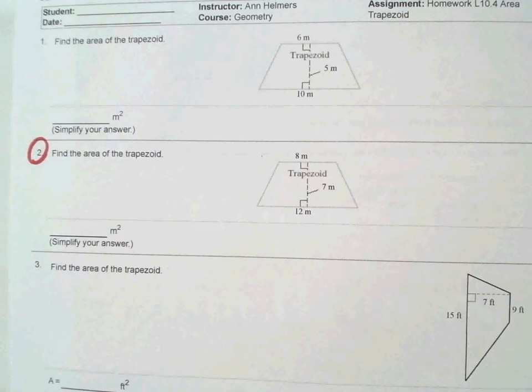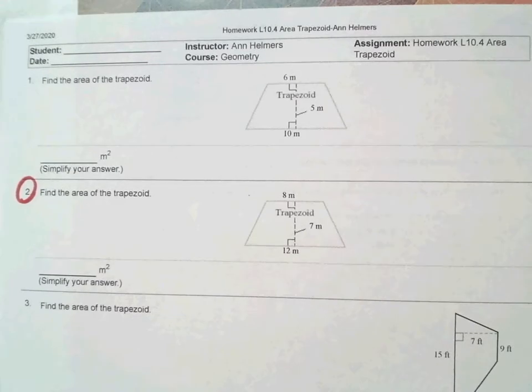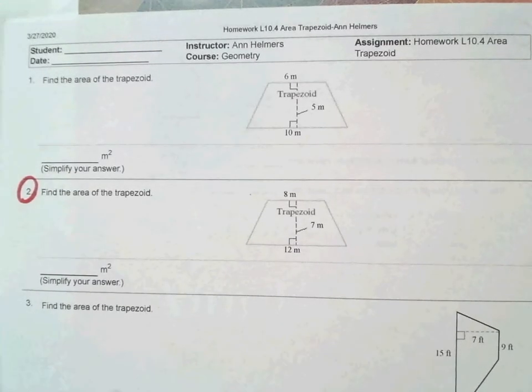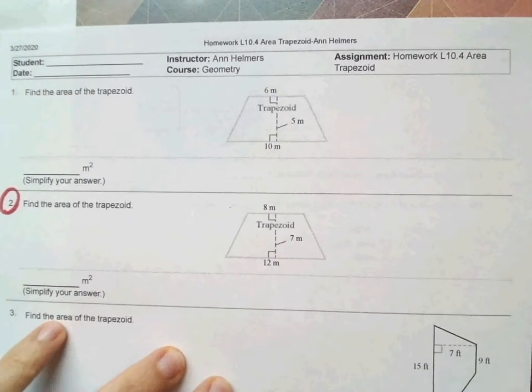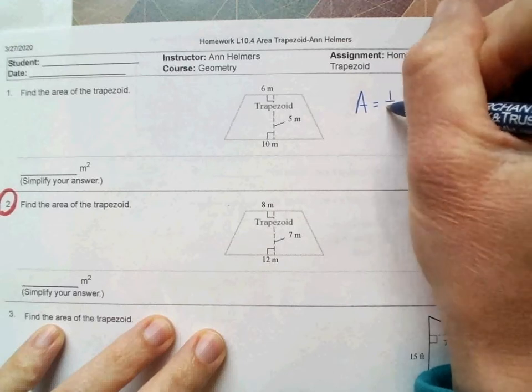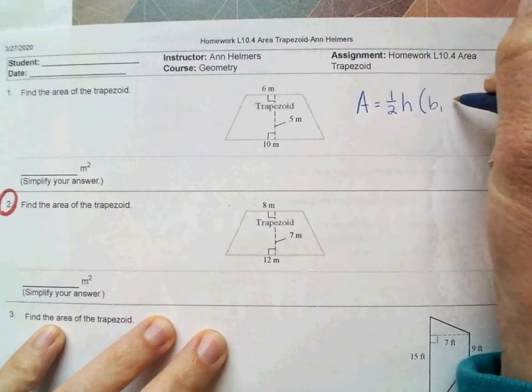Okay, hello everybody. This is the examples on how to do MathXL 10.4, finding area of a trapezoid. So first thing you're going to want to write down is the formula. Area equals 1/2 times the height, parenthesis base 1 plus base 2.